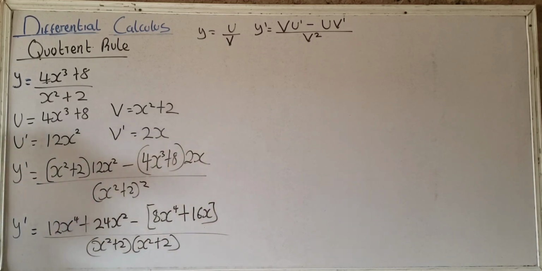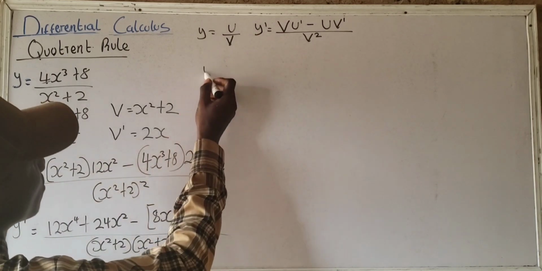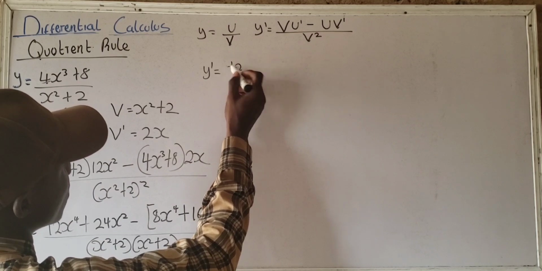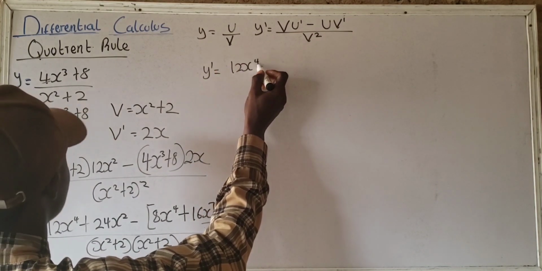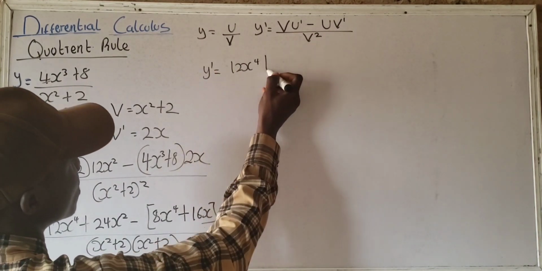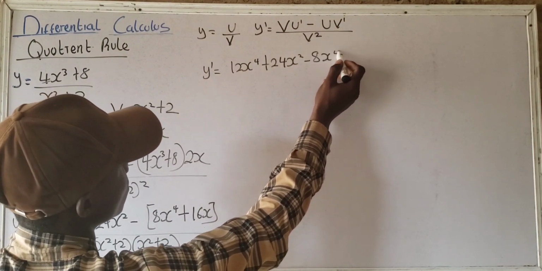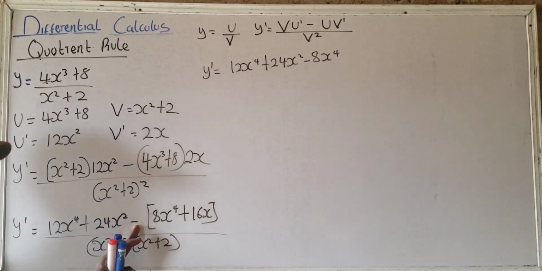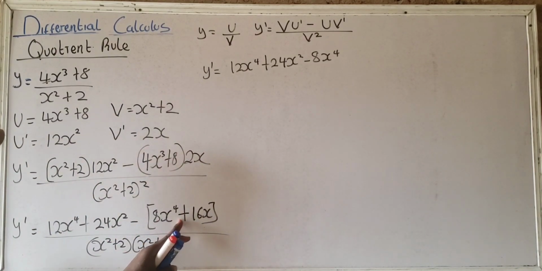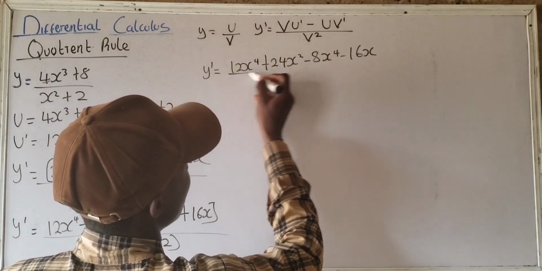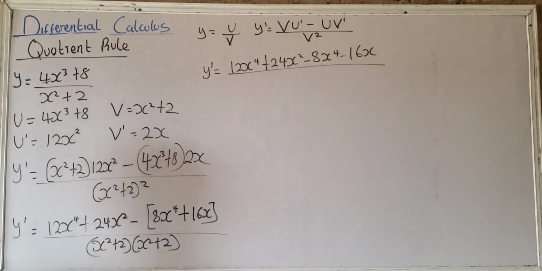I just expand this bracket. Okay? Now, derivative of y will be equal to 12x raised to the power of 4 plus 24x squared minus 8x raised to the power of 4. What I'm doing is that I just use this negative sign to open the bracket, so I'm having negative 8x raised to the power of 4. Then use this negative sign to open the bracket as well. You're going to have negative 16x, all over. Now, expand this bracket.